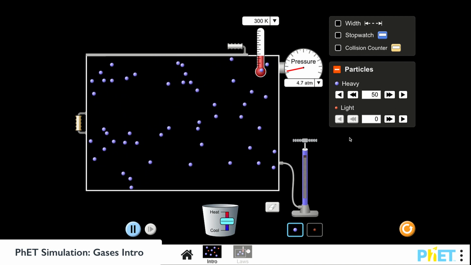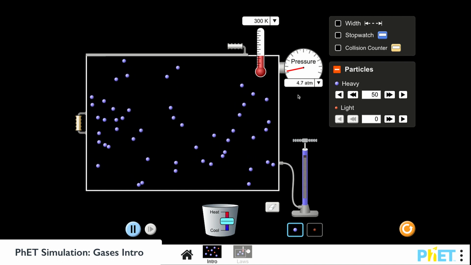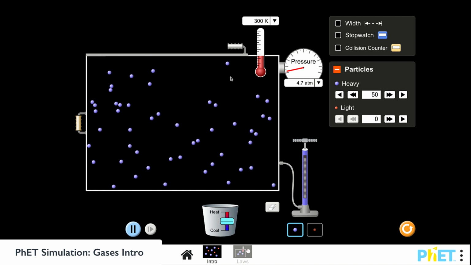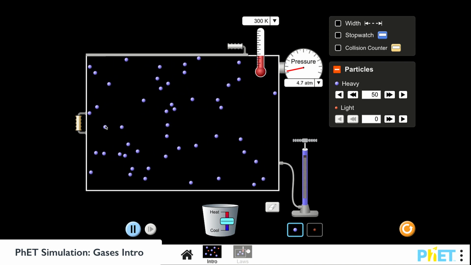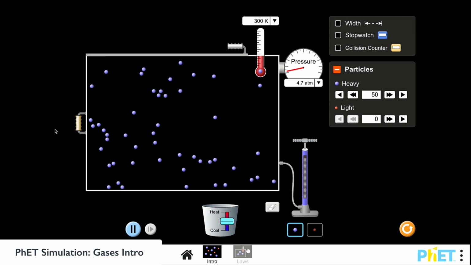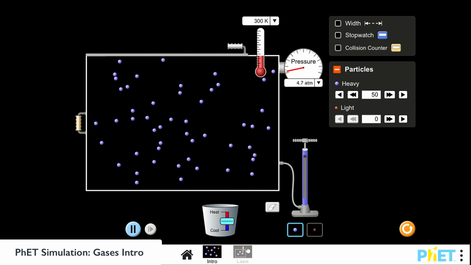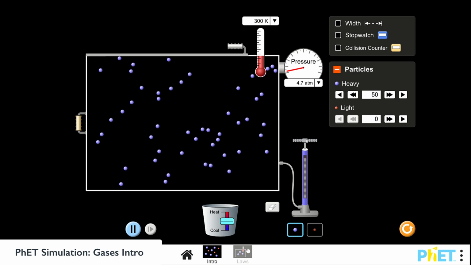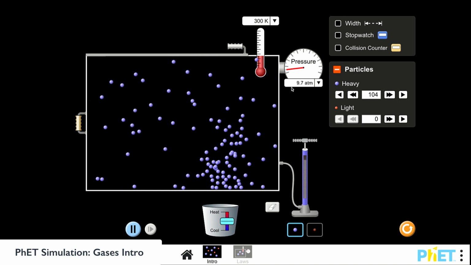The next relevant factor to pressure I want us to think about is how the number of gas particles in a space will impact pressure if we don't change the volume. So let's say we're leaving the box the same size, but we're going to increase how many gas particles are in the box. Let's think about what that might do to the pressure. So our pressure is 4.7 atmospheres. When I pump in some more gas particles, it increases to 9.7 atmospheres.